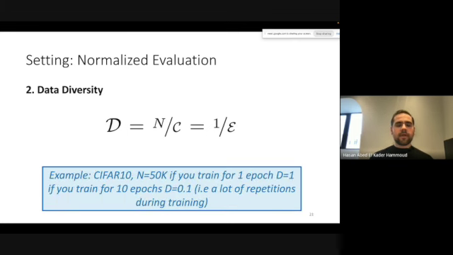You have CIFAR-10, 50K samples. If you train on them in one epoch, then your training was super diverse. Basically, you only saw each sample once. You never did any repetitions, and this is diversity 1. Whereas if you train for 10 epochs, then those samples have been seen more than once, and therefore you get a hit on your total diversity. And this is due to repetitions.